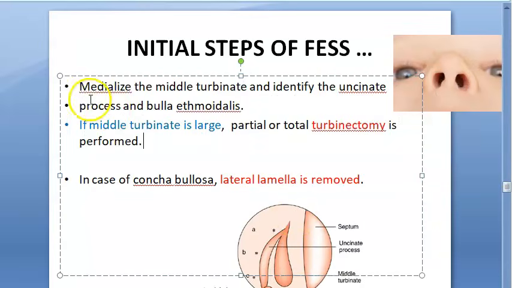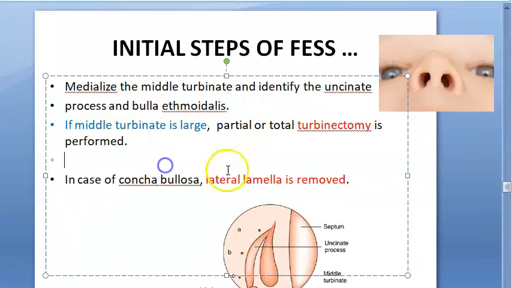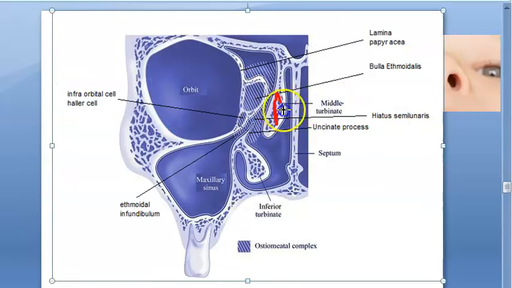Let us see these. They will medialize the middle turbinate and identify the uncinate process and bulla ethmoidalis. Okay, let us see what this is. So what are they doing? They will medialize the middle turbinate. So they will just make it medial, is it? And then they will identify this uncinate process and bulla ethmoidalis. So here you have the middle turbinate and here you have the bulla ethmoidalis. So if you want to see this, they are medializing this middle turbinate and they are locating the uncinate process and the bulla ethmoidalis. Okay.